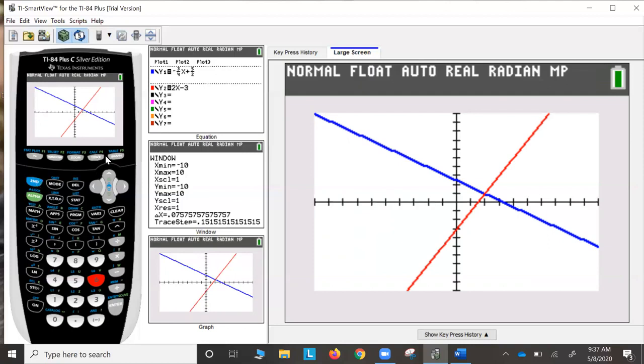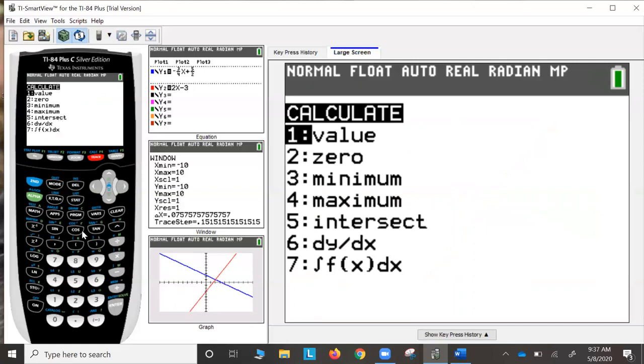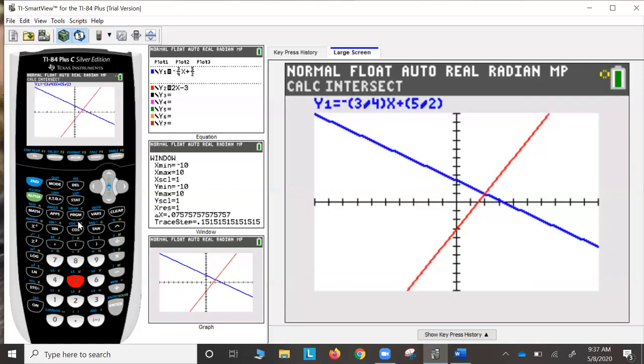And that is above my trace. Any time you want to go to anything that's blue, that's above your main key, you click second, and then I'll click Calc, which is my trace key. I want to find where these two lines intersect, so I'm going to go to number 5. I can either scroll down to number 5, or I can just click number 5.